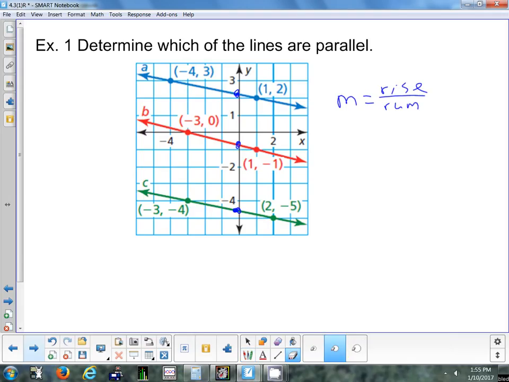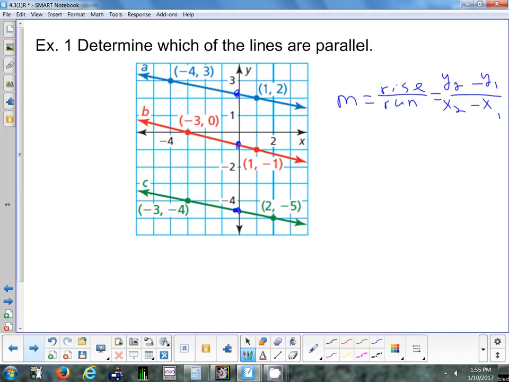Now, let's try writing rise over run. If you have a picture, all you have to do is count. If you don't have a picture, what's the formula? y2 minus y1 over x2 minus x1. Now, this time I have a picture. So, do I need this formula? No. Okay. This time I can just count.